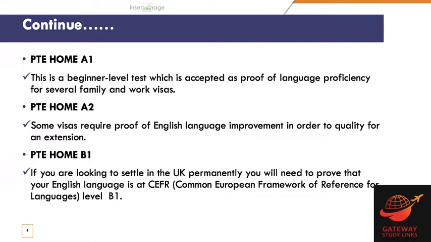For example, you're living in a foreign country, I mean to say Australia or the UK. This particular test helps you get an extension of your stay over there, and you prove yourself as a good language speaker. And then PTE Home B1 is if you're looking to settle in the UK permanently, you will need to prove that your English is at CEFR, that is Common European Framework of Reference for Languages, level B1.